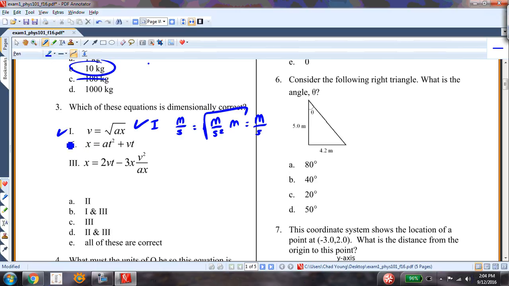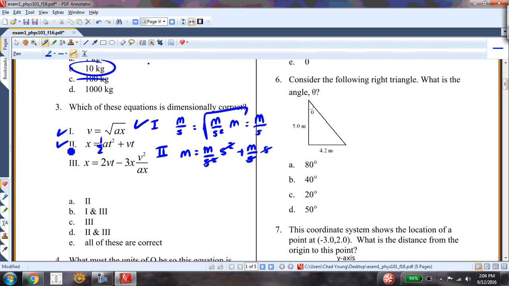Two looks a whole heck of a lot like our kinematics equation if I had a half right there. And so that one also is correct. So let's just write it out. I have meters equals meters per second squared times t squared, which is seconds squared, plus meters per second times t, which is seconds. Cancels, cancels, cancels, cancels. Meters, meters, meters, so that one's okay.